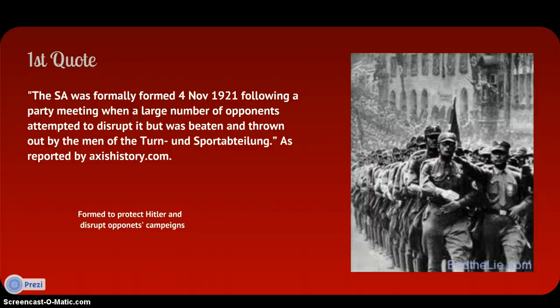The SA were formally formed on the 4th of November in 1921 following a party meeting when a large number of opponents attempted to disrupt it, but were beaten down and thrown out by the men of the Turn und Sportenblock, as reported by AccessHistory.com. The main purpose of the SA was to protect Hitler in his campaigns and disrupt his opponents' campaigns.